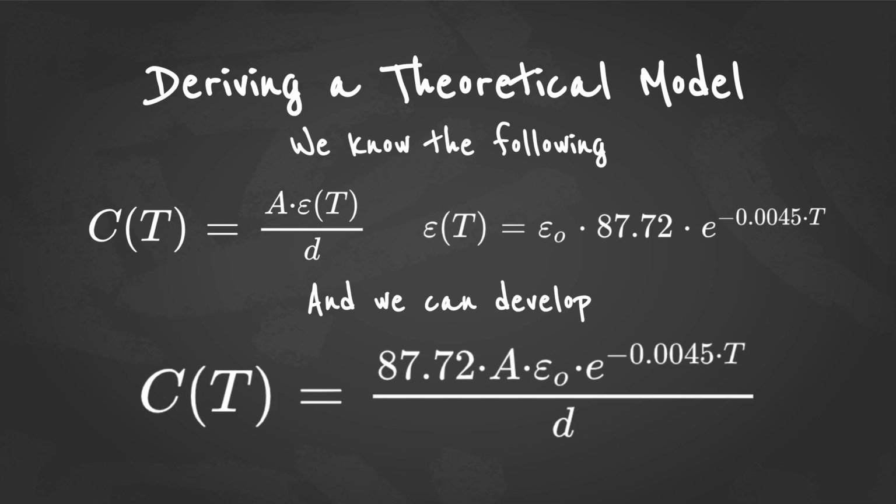And now we can go back to the original question we're asking about deriving a theoretical model. So we know that capacitance as a function of temperature is equal to A times epsilon as a function of temperature divided by distance. And we recently discovered that epsilon as a function of temperature is equal to epsilon naught times 87.72 times e to the power of negative 0.0045 times temperature. Combining these two equations, we can develop capacitance as a function of temperature is equal to 87.72 times A times epsilon naught times e to the power of negative 0.0045 times temperature all over d.